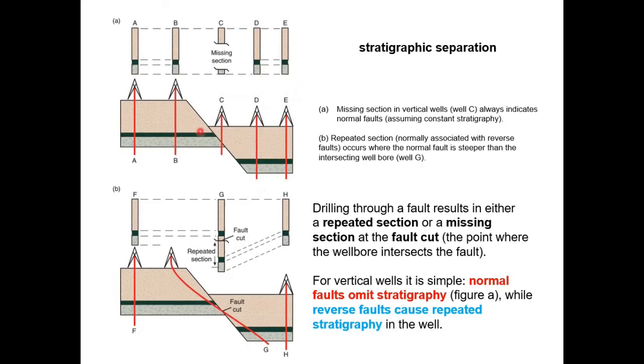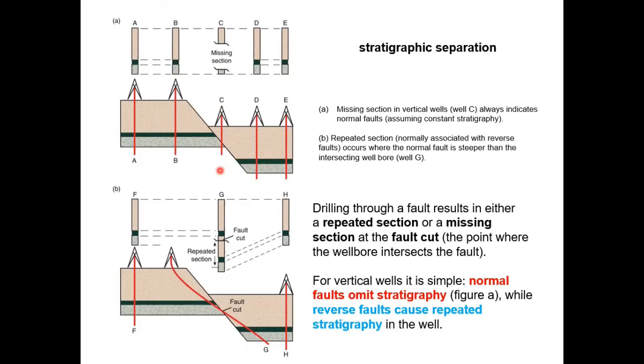Another thing is that because of the offset displacement by the fault plane, there will be separation of units. In this case, this is dip separation. In the direction of dip, these formations are separated. And because of the stratigraphic separation in the direction of dip, you will not be able to find this formation exposed in well C. It will be just missing some part of the stratigraphy.